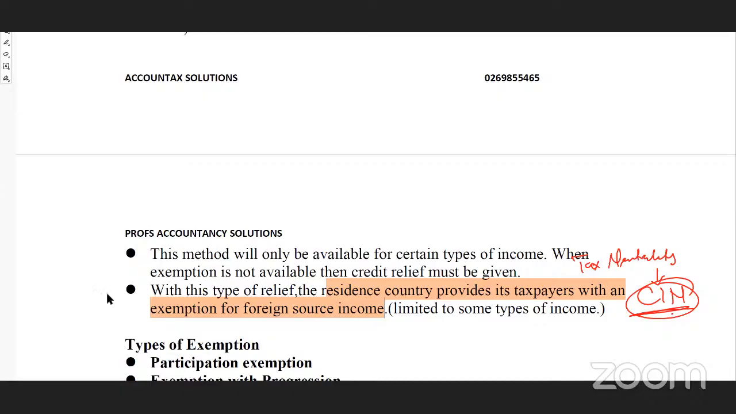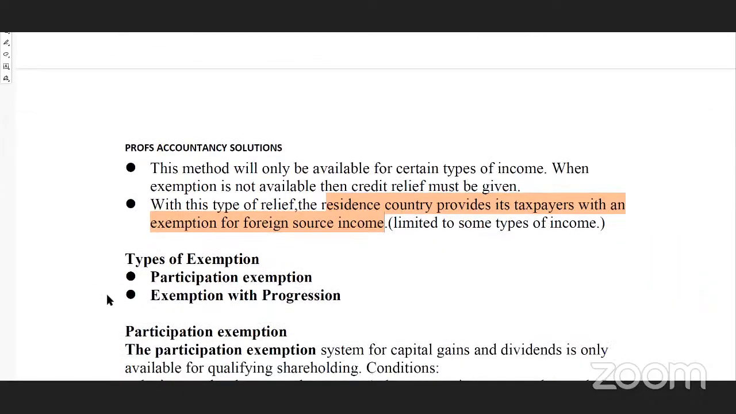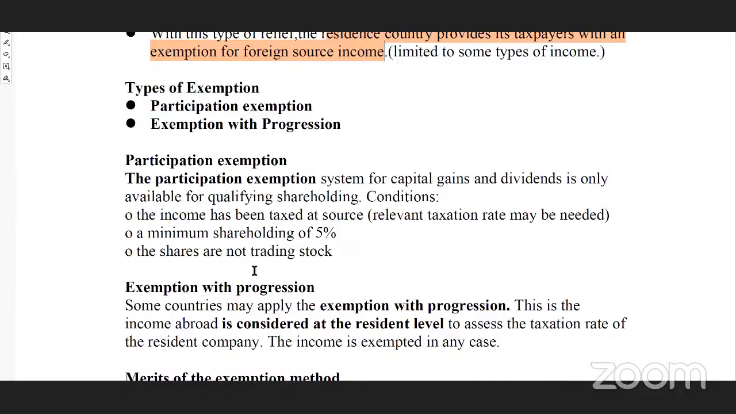So there are various types of exemption. We have a full exemption where the whole income is exempted. We have partial exemptions, right? And those exemptions can be categorized as either participation exemption or exemption with progression, all right? So let's get into it.